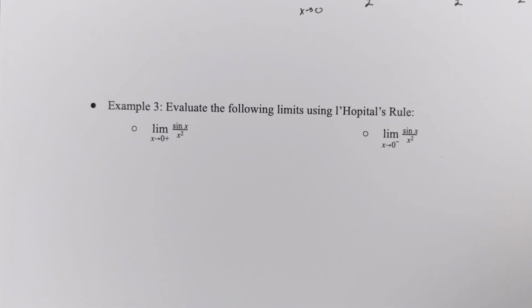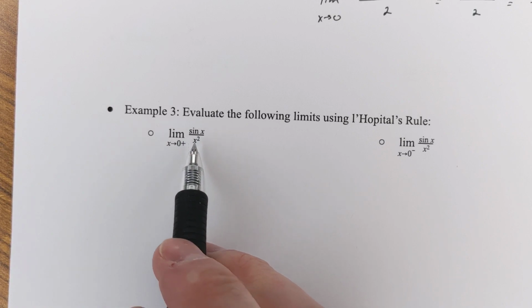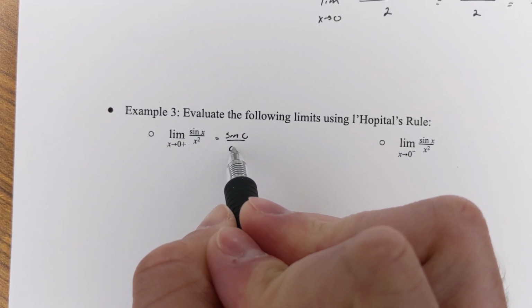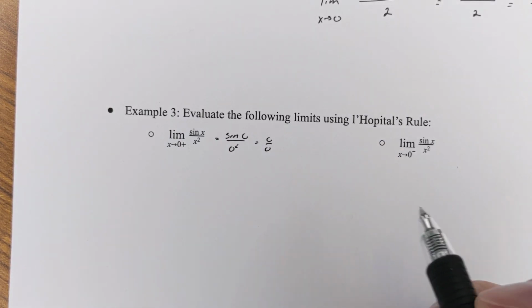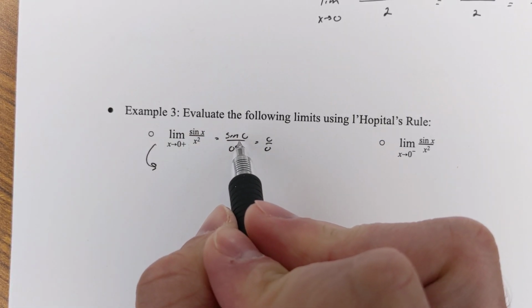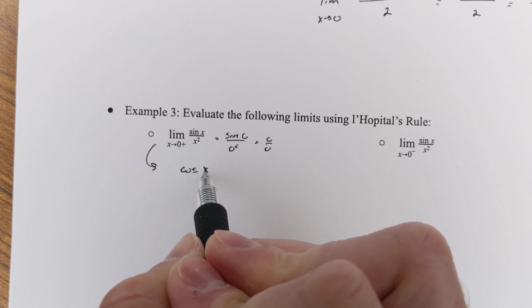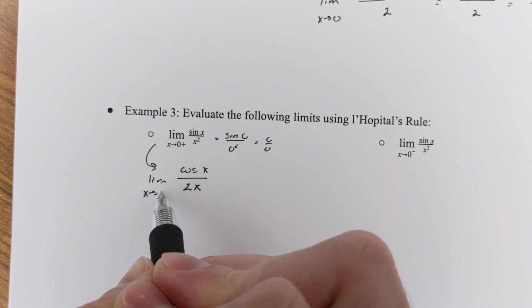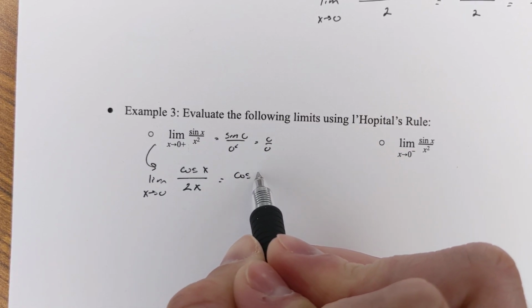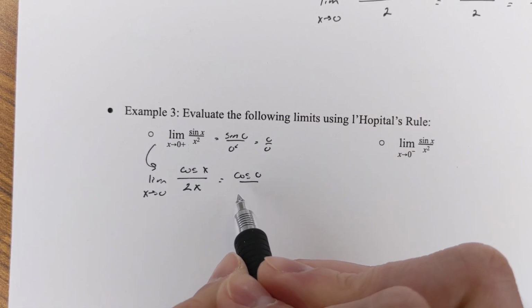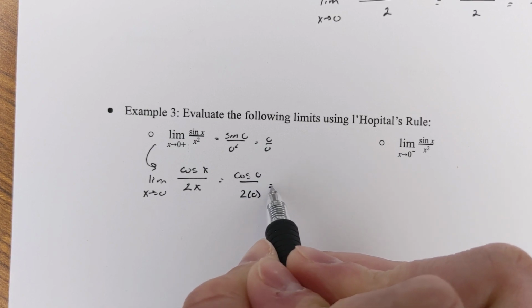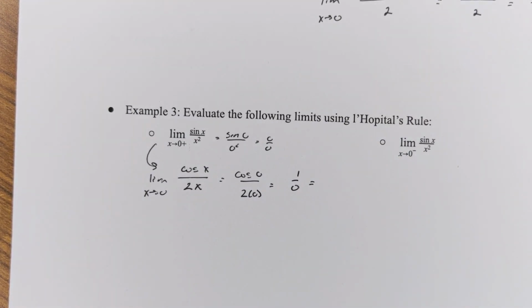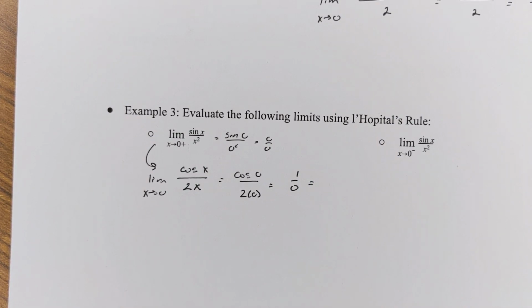Okay, evaluate the final limits using L'Hopital's rule. I can't plug 0 in because sine of 0 over 0 is indeterminate. If I just try it right away, I get 0 over 0. So with L'Hopital's rule, take the derivative at the top, the derivative of sine is cosine, and the derivative at the bottom is 2x. So this becomes the cosine of 0 divided by 2 times 0. Well, the cosine of 0 is 1.